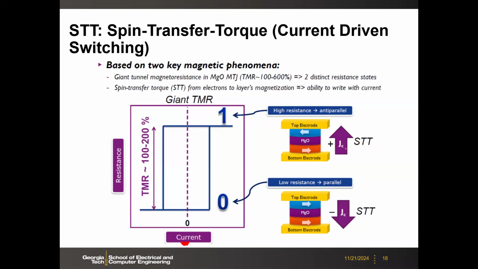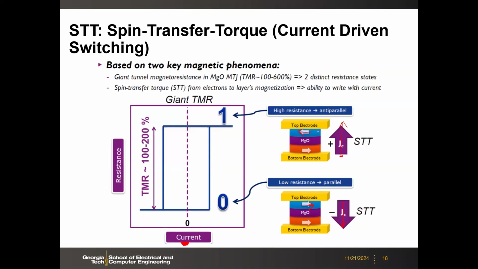So if you, for example, apply the current upward, then the free layer, in this case, will point to the left. If you have the current downward, then the free layer will point to the right. Of course, this current is larger than the read current, because for read, you are going to also read through this stack, but the read current is lower in magnitude.